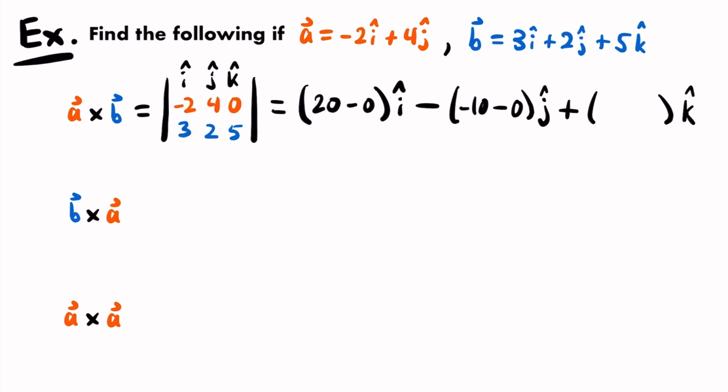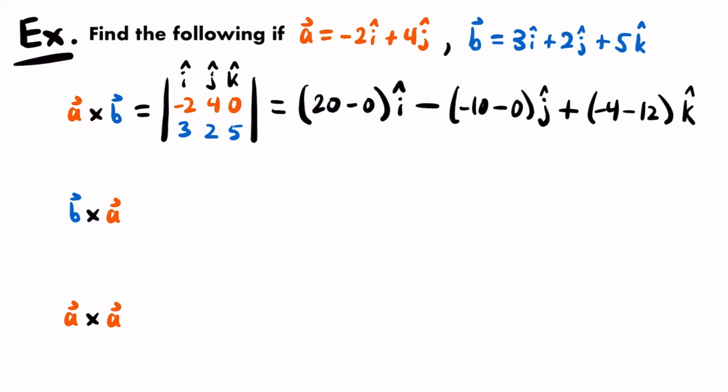And negative 2 times 2 is negative 4, and then we're subtracting 4 times 3, which is 12. Okay, so once again, negative 4 came from multiplying negative 2 times 2, and then we're subtracting 4 times 3, which is how we get minus 12.